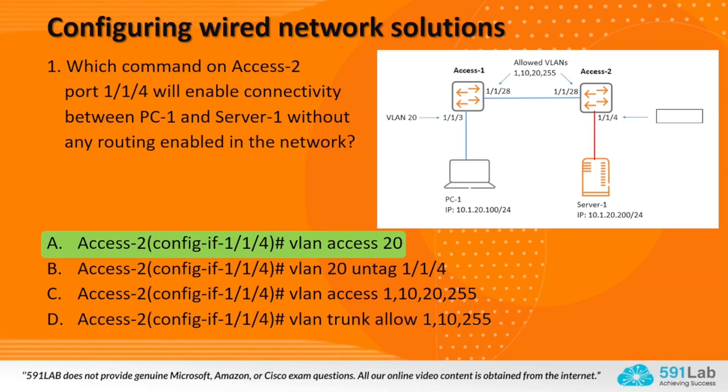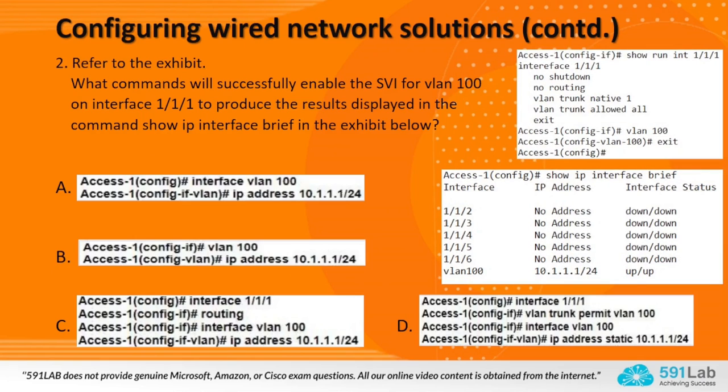We'll move on to the next question. Take a look at the second question under configuring wired network solutions. Refer to the exhibit. What commands will successfully enable the SVI for VLAN 100 on interface 1/1/1 to produce the results displayed in the command show IP interface brief in the exhibit below?